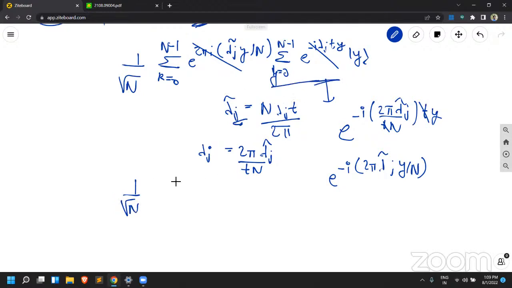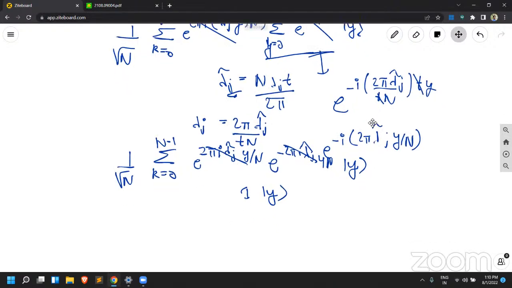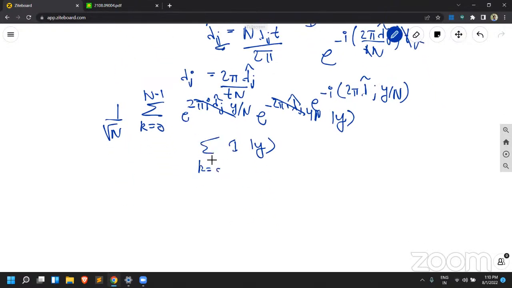So assuming they cancel each other out, upon opening this we get the sum over k equal to 0 to n minus 1 of e to the power minus 2 pi iota lambda j tilde y by n and e to the power minus 2 pi iota lambda j tilde y by n times y. So this cancels out with this and we are left with 1, and we have y. In the end we get the summation over k equal to 0 to n minus 1, which gives us n number of y's again, which cancels out with root n to give us root n.